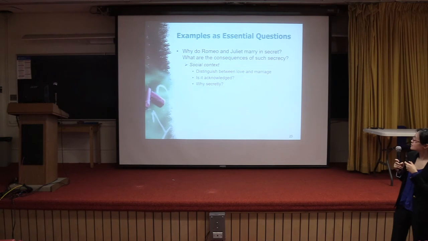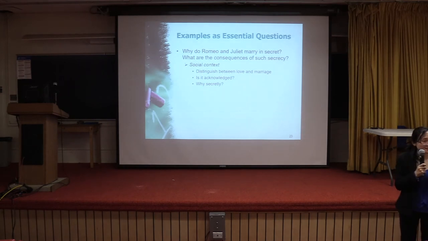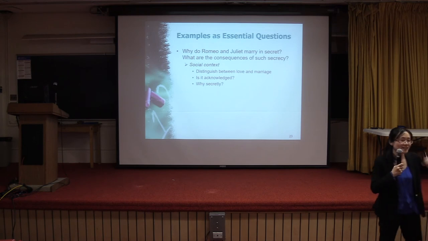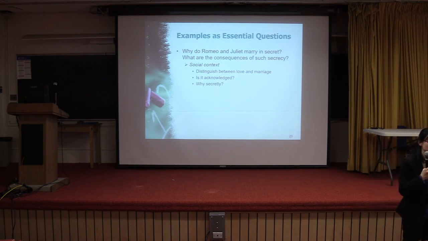So here is another question. Why do Romeo and Juliet marry in secret? What do you think about it? What is your view about this? What are the consequences of such secrecy? So do you have any answers in your mind for these questions if you have already read Romeo and Juliet?